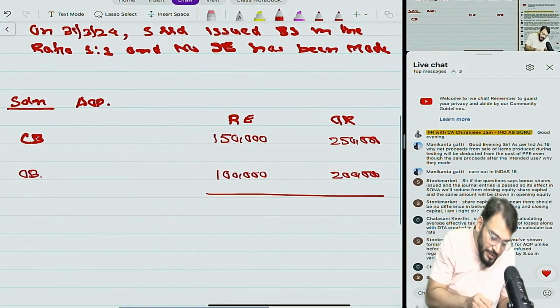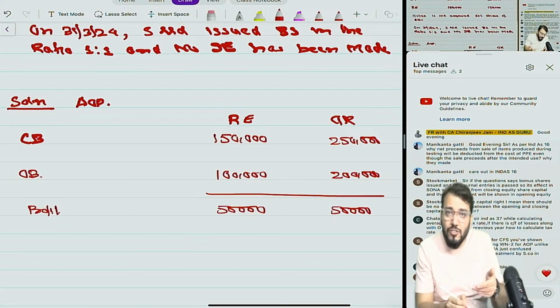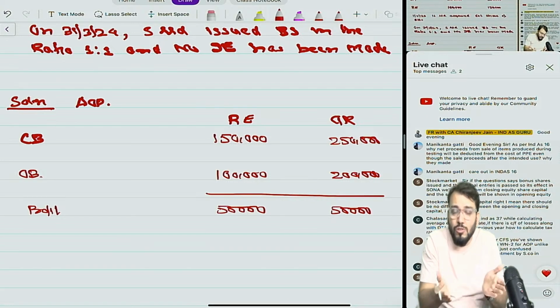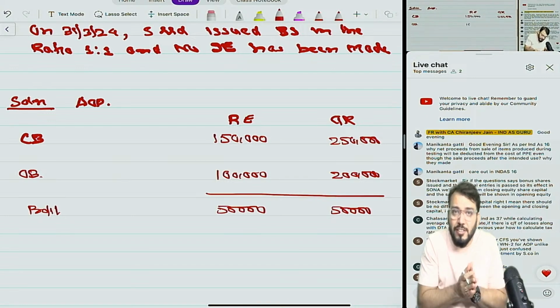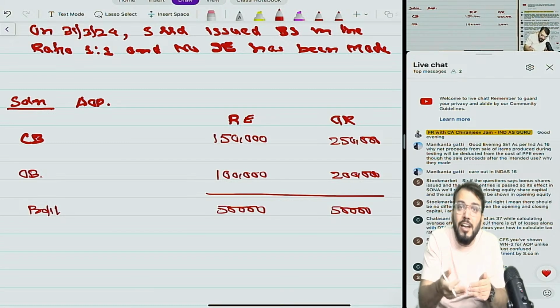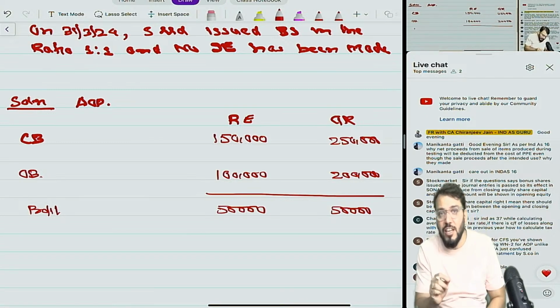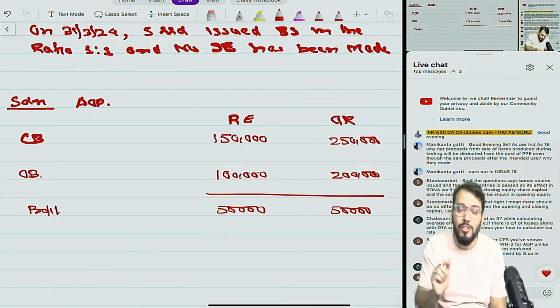So can you say this becomes profit, and that is how much? 50,000 and 50,000. And because the journal entry of bonus share has not been made, no adjustment is required. Correct. There is no need to add back because till now no journal entry of bonus share is made. Even if the bonus share journal entry has been made, what is the journal entry? Reserve and surplus account debit to equity share capital.